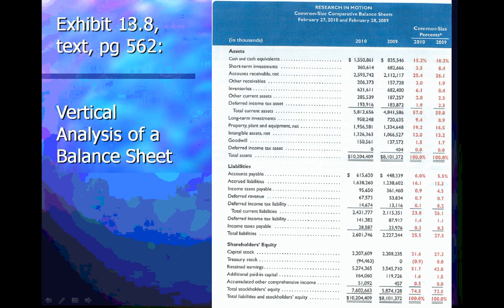So here's what it looks like. Again, I'm referring to the actual exhibit in your book. This one's 13.8 on page 562. So this is vertical analysis of a balance sheet. Now the fonts are small here, but take a look.